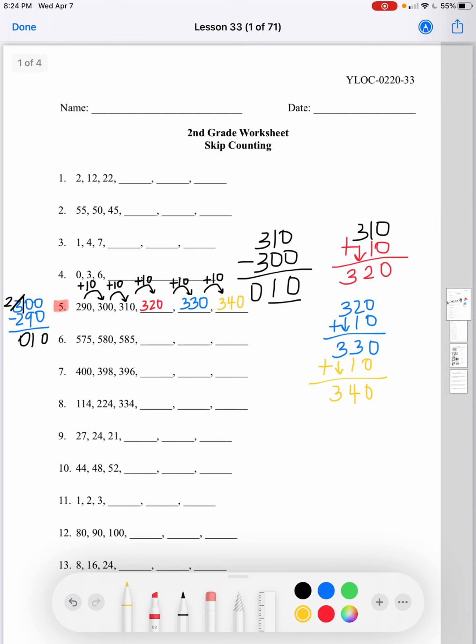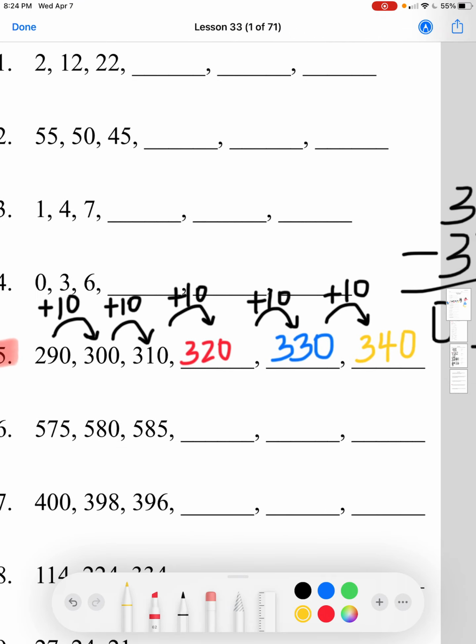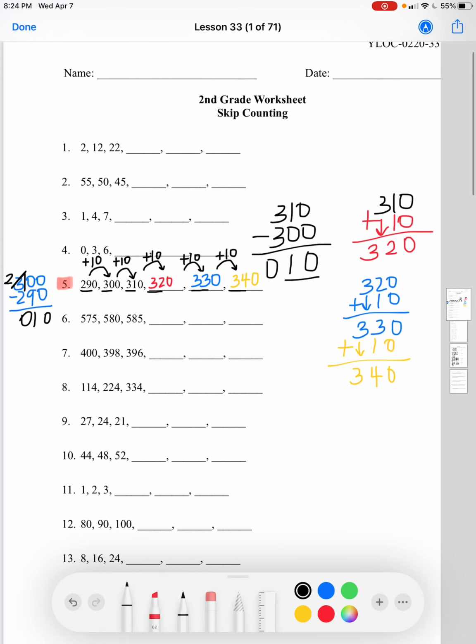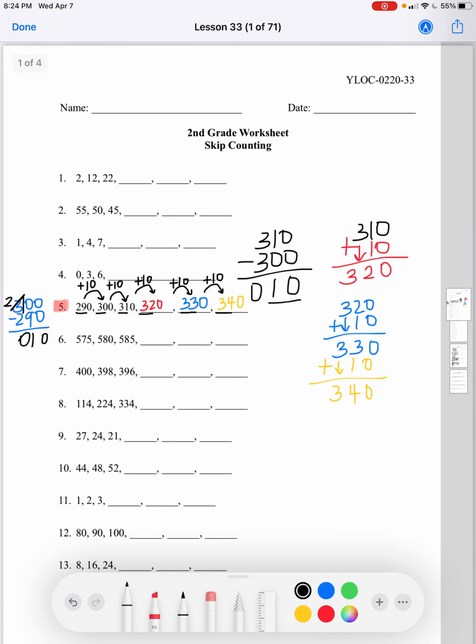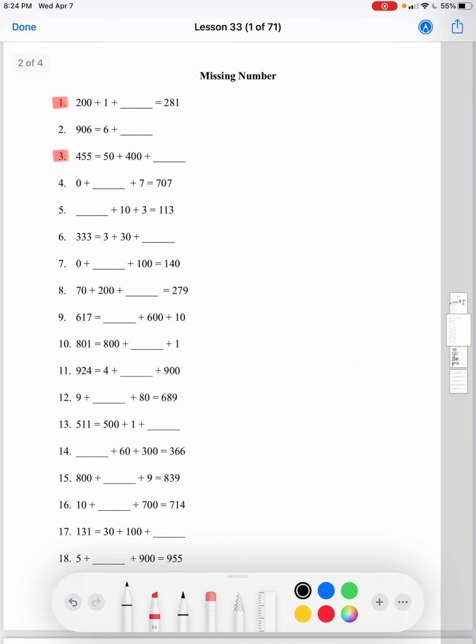So yeah, that's basically how you do the skip counting. And if you look here, we go from 29 to 30, 31, 32, 33, 34. Now let's go on to the next page.